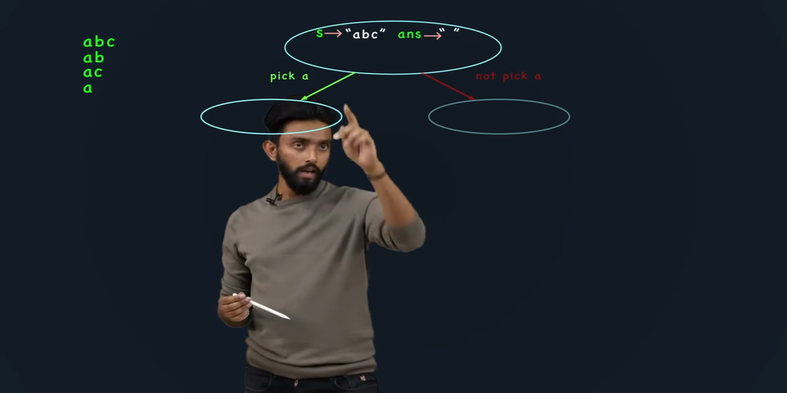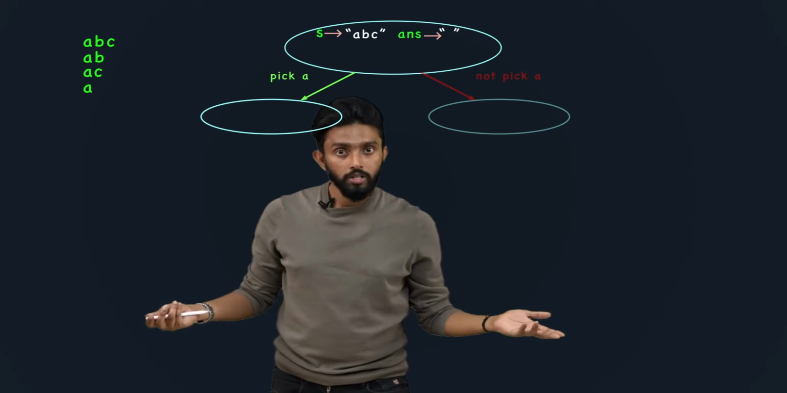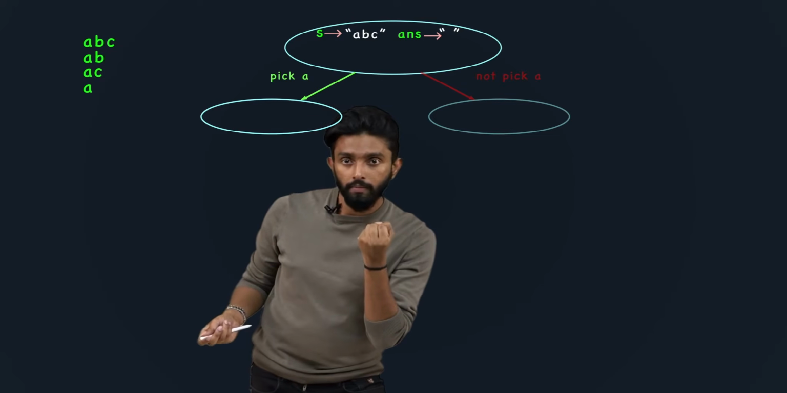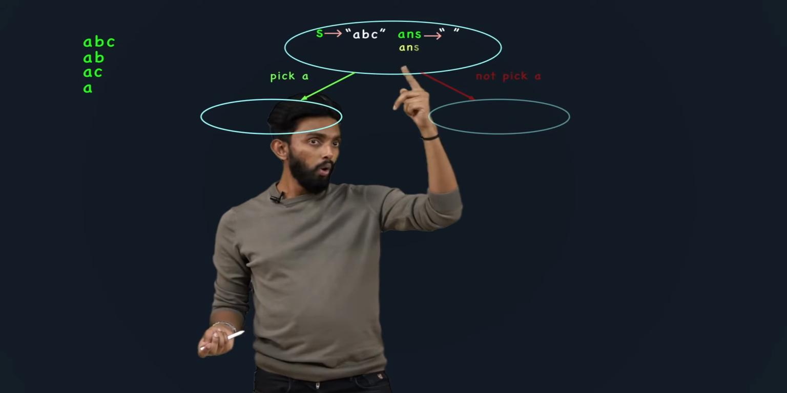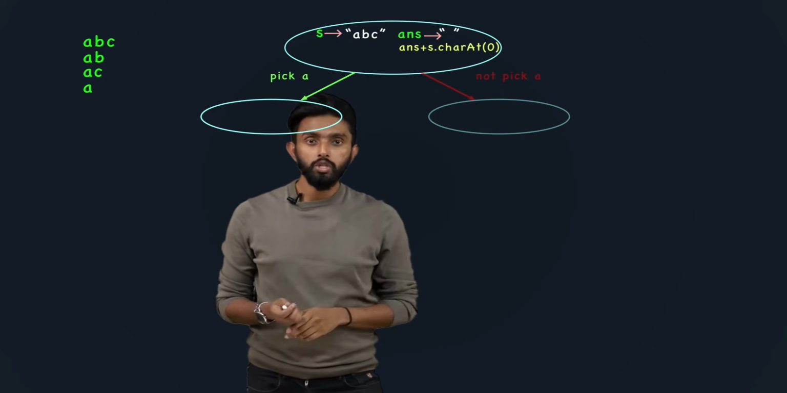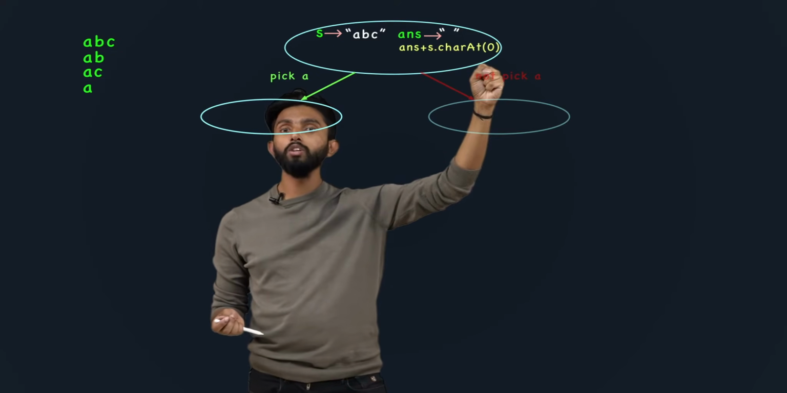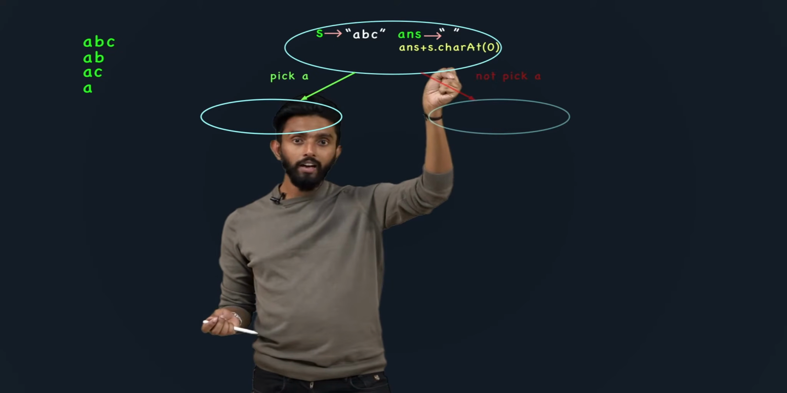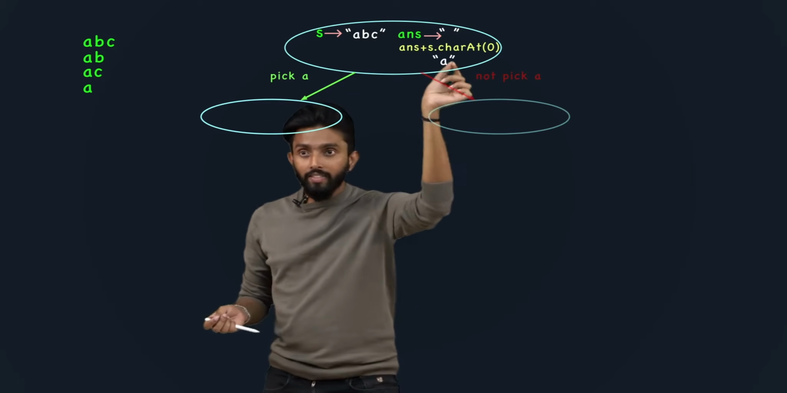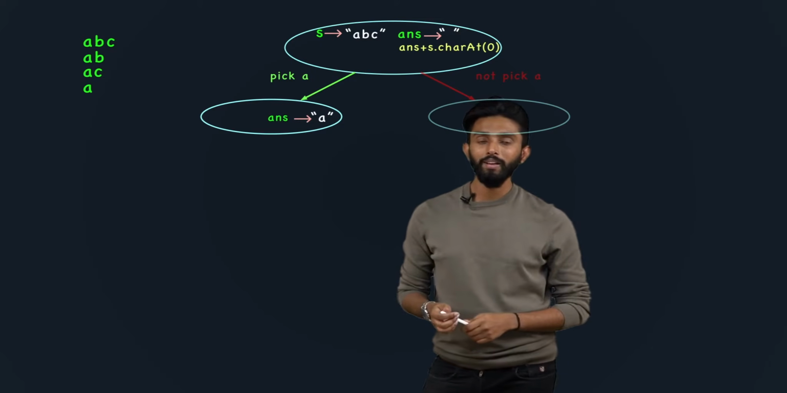So how will I do that? A is your first character. Both in Python as well as in Java, there are ways in which you can access the first character from the string. So I'm just writing like this. See, old answer plus character at the 0th position. Character at the 0th position is nothing but the first character. If I concatenate them together, empty plus character at the 0th position is A. I will get A, and that A will be my new answer. How are you able to think?